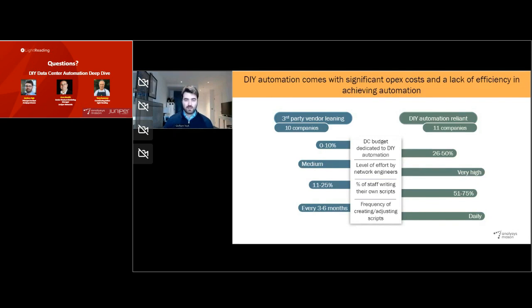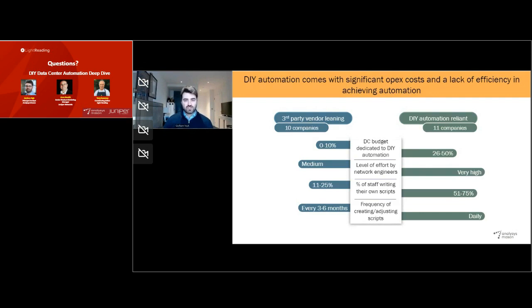So we analyzed two distinct groups of companies in our survey sample. The first group consists of those that heavily rely on DIY automation with minimum use of vendor solutions. And we call them DIY automation reliant, and there are like 11 of them. And there's another set of companies that rely more on the third-party vendor automation solutions than the average, but they still use DIY to a lesser extent. And we call them third-party leaning, and there are like 10 companies in this group.